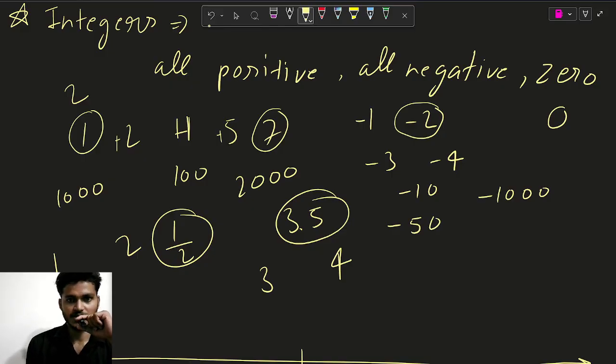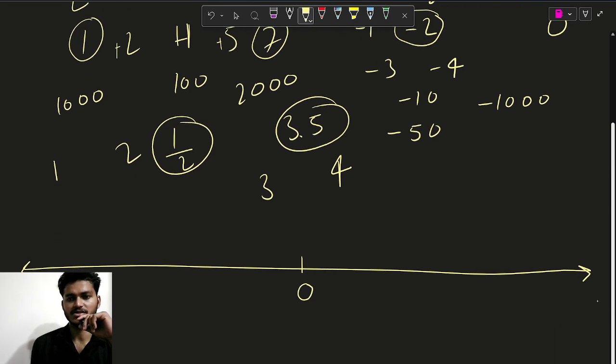0 does not have any sign. We cannot classify 0 as a positive integer or a negative integer. 0 is a separate integer. All positive integers, all negative integers, and 0 is a separate integer.